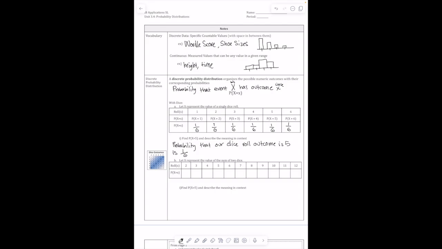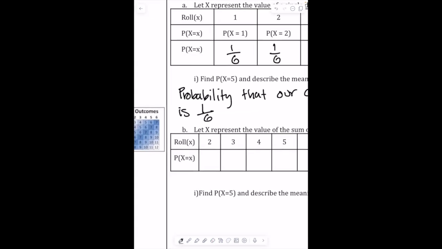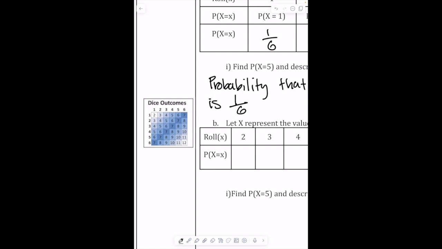All right, to get ourselves a slightly more complicated example, we have let big X represent the value of the sum of two dice. Now our event is that we're rolling two dice and taking the sum, and our different outcomes are the possible sums. I included our sample space diagram for this one, as a reminder that if we roll a 1 and a 1, our sum is 2. If we roll a 3 and a 4, our sum is 7. Those are all of our possible outcomes.